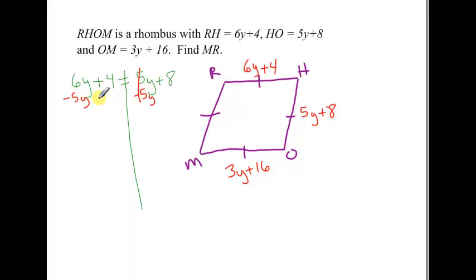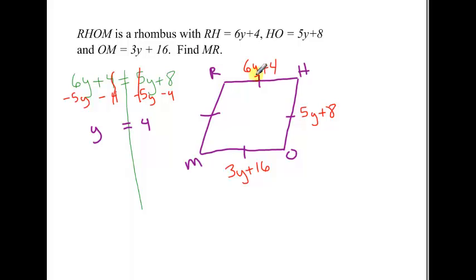Let's take the 4 over here by subtracting 4 from both sides. Okay, so what do we have left? 6y minus 5y. That's just 1y left. And over on this side, 8 minus 4 gives me 4. So my value of y is 4.